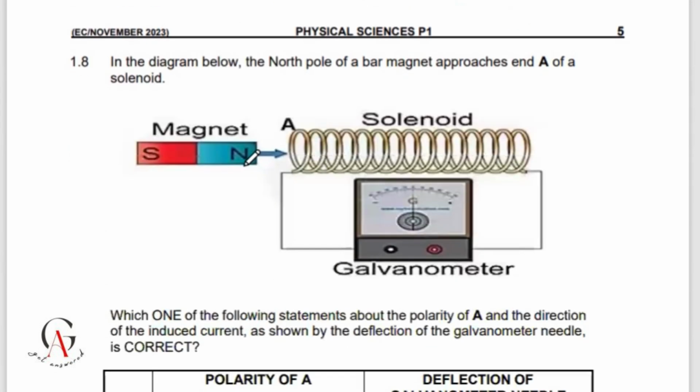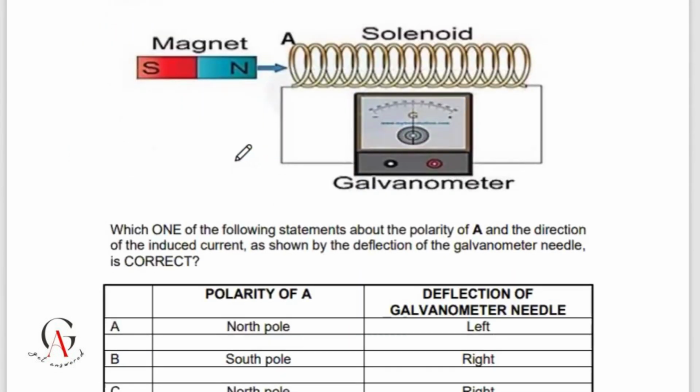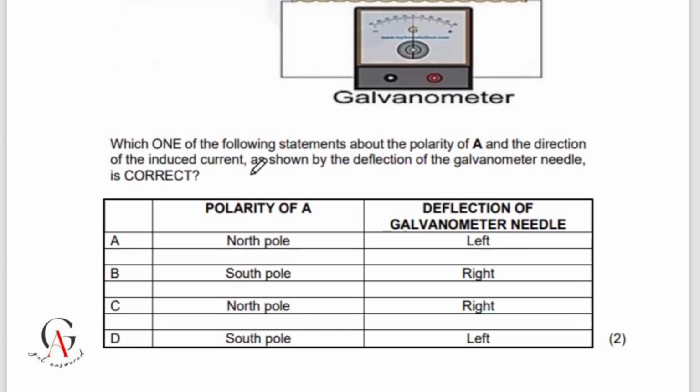Then 1.8, in the diagram below, they're telling us the north pole of a bar magnet approaches end A. Then we have a solenoid, we have a galvanometer. Which one of the following statements about the polarity of A and the direction of the induced current is shown by the deflection? So what we can see is that the polarity, number one, is it going to be a north or a south pole?